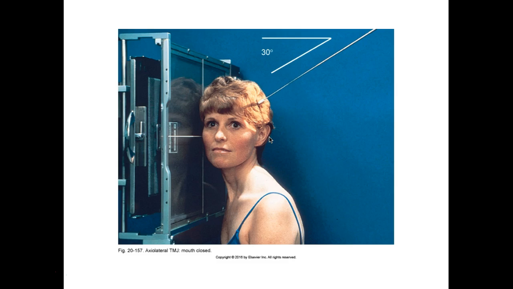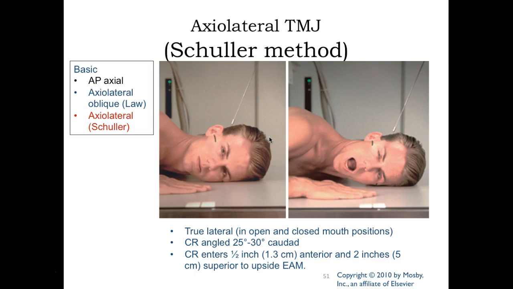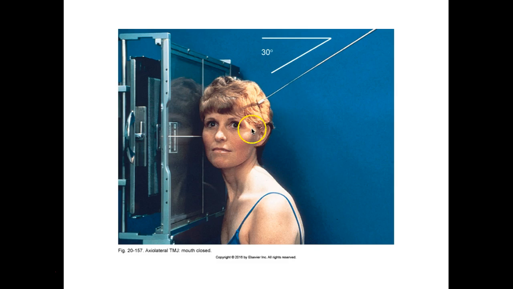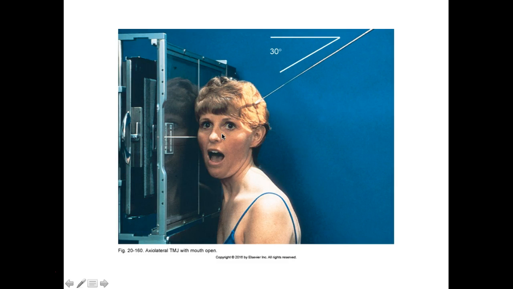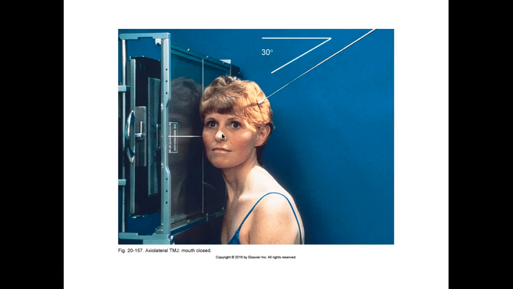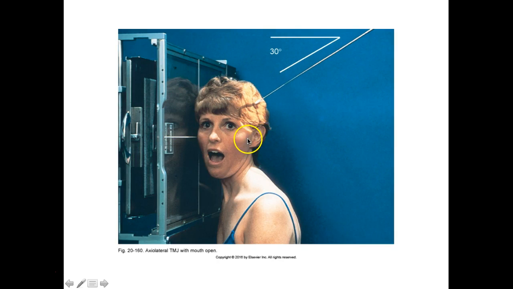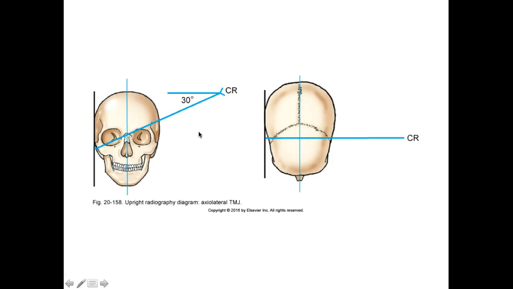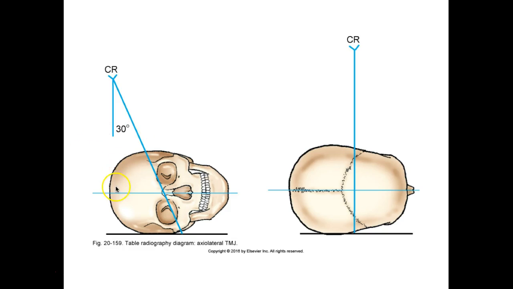So you can see here they're using a 30 degree. So you can go 25 to 30 and they're using a 30 degree here, open and closed. So half inch anterior and we have 2 inches superior. So half inch and 2 inches. So half inch anterior and 2 inches up. And it'll give you where you need to be on the downside. So we're shooting for the downside TMJs. You're going to do open and closed. So here you can see 30 degrees, 30 degrees. So we're looking right at the downside here.